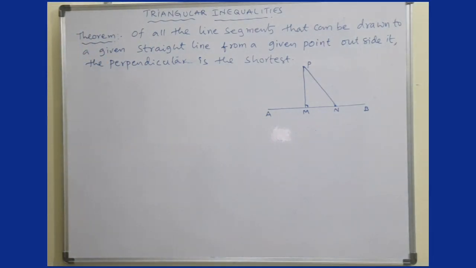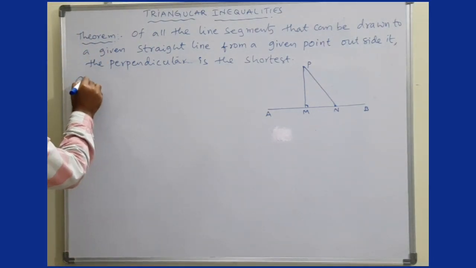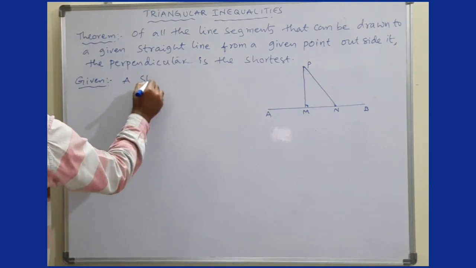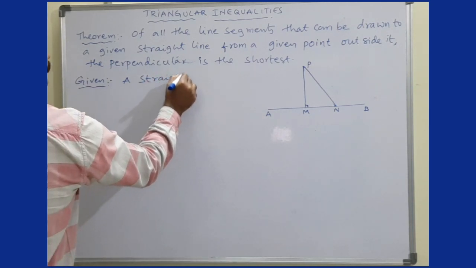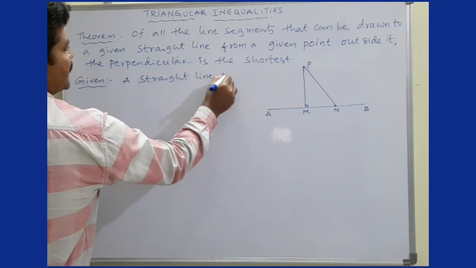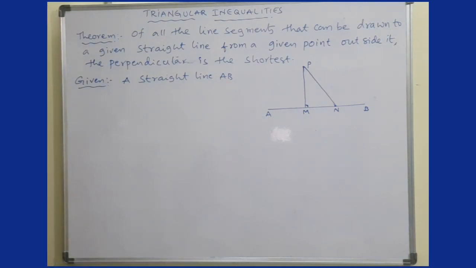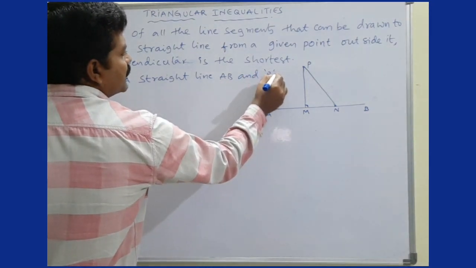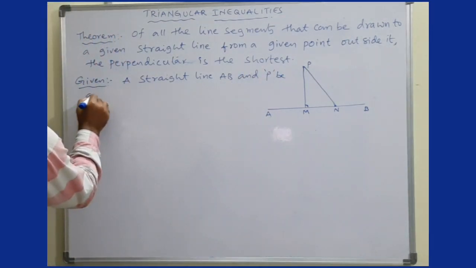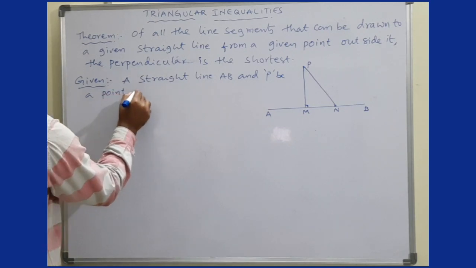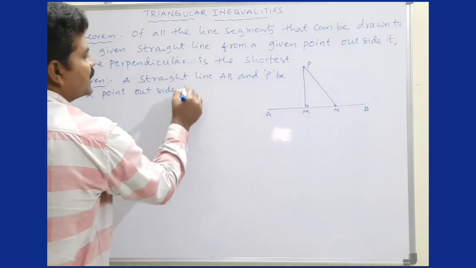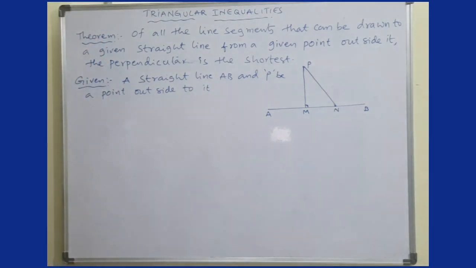So write it first of all. What is given? A straight line AB and P be a point outside to it.